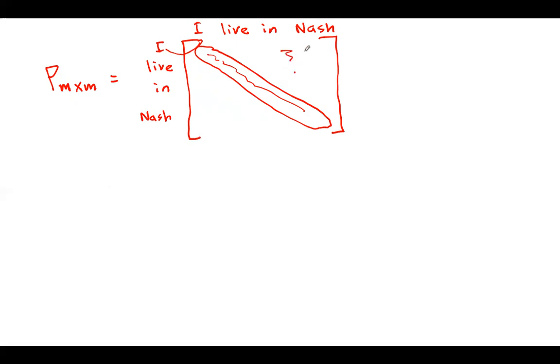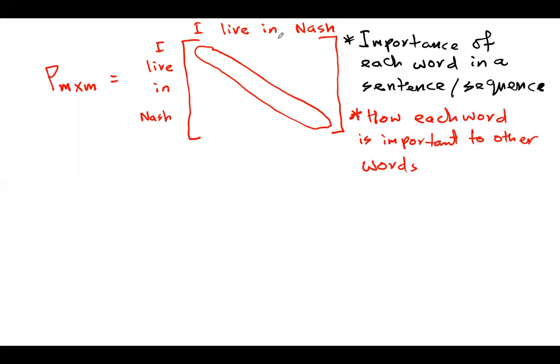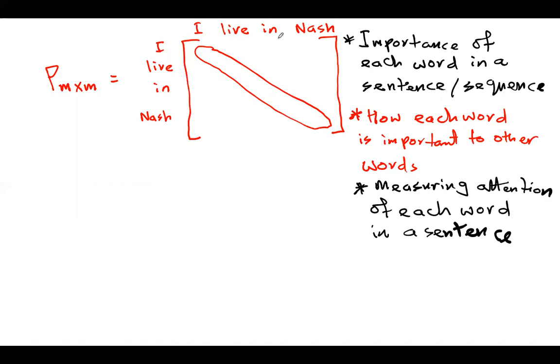However, the non-diagonal values sometimes will be higher, sometimes will be lower. And if it is higher, that means we're also capturing the importance of one word with respect to another word in the same sentence. So number one, we're getting the importance of each word in a sequence or in a sentence from this P matrix. Number two, how each word is important to other words. And number three, we're also measuring some sort of attention of each word in a sentence.